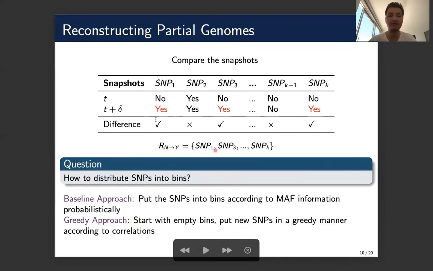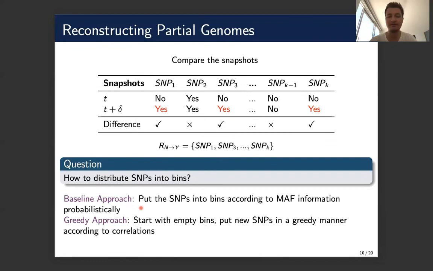And the next question for the attacker is how he can distribute these SNPs into different clusters to identify which of these SNPs belong to our victim and which belong to the other donors. Here, we use two initial approaches. The first one is the baseline approach, where we put these SNPs into different clusters according to MAF information probabilistically. But this algorithm doesn't perform well because the distribution process is done randomly.